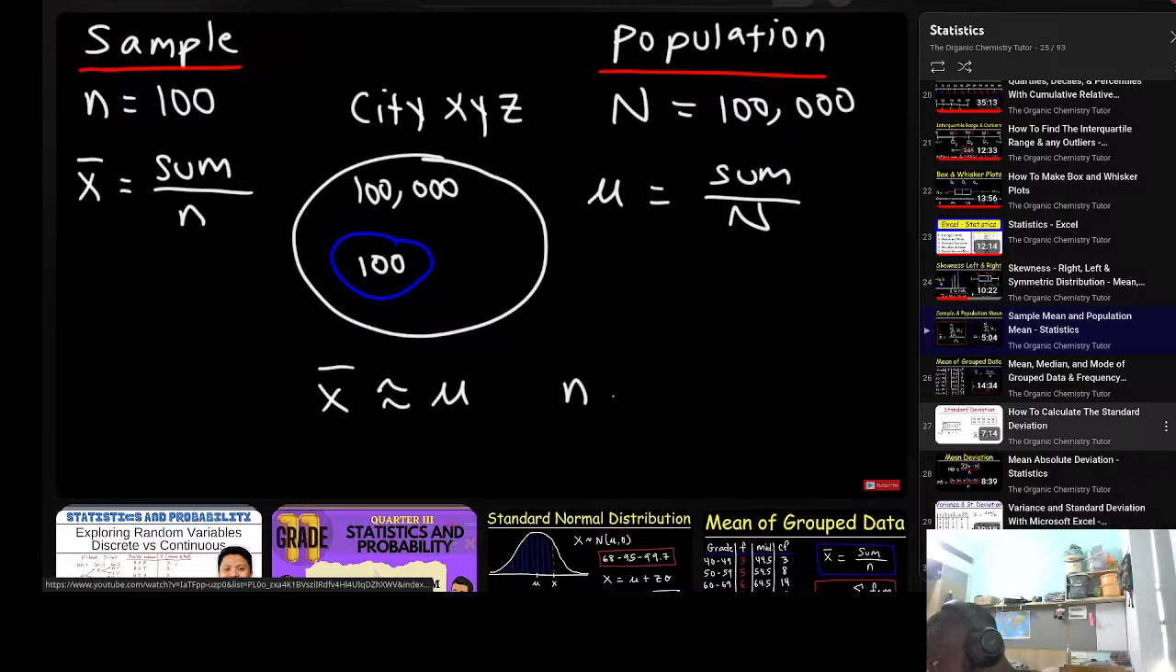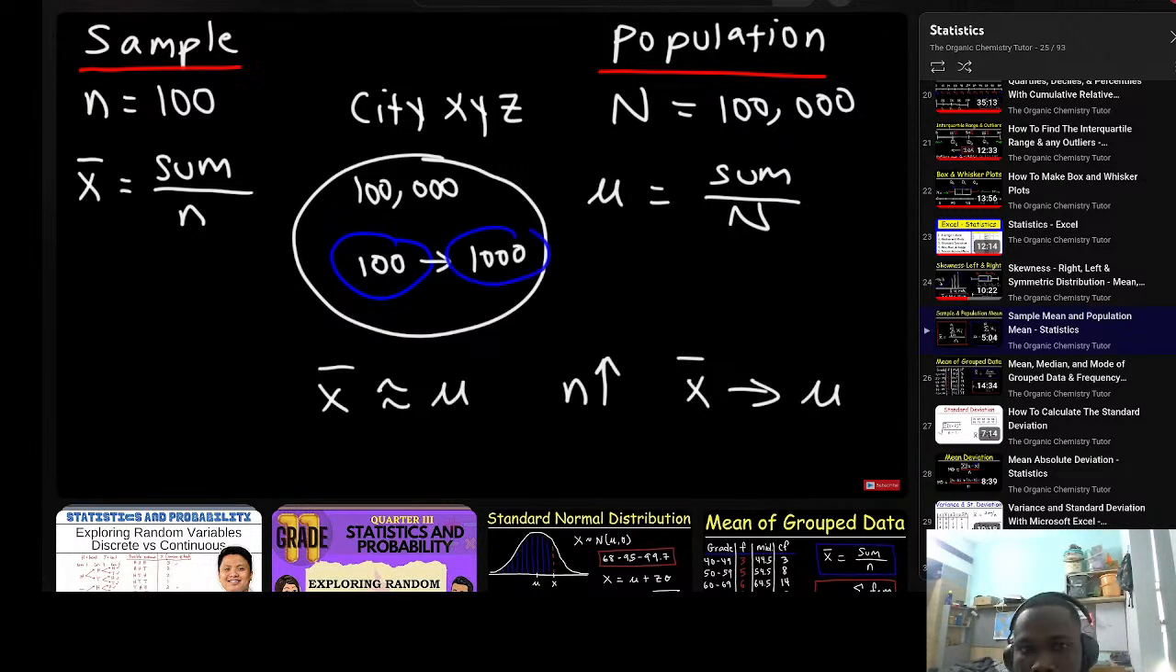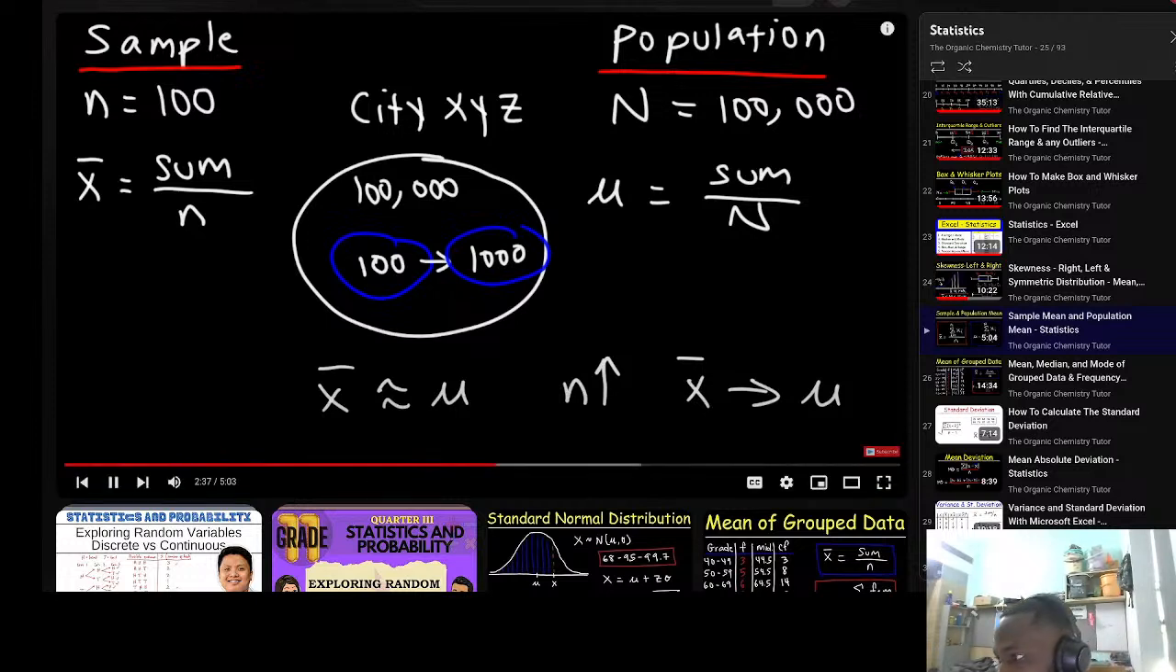And as we increase the sample size n, the sample mean will approach the population mean. So let's say if we increase the sample size from 100 to 1,000, we can get a better estimate of the population mean if we do that. But it's going to be 10 times more work to measure the weight of 1,000 people as opposed to 100. So there's a trade-off. If you want to get a more accurate answer, you need to do more work.